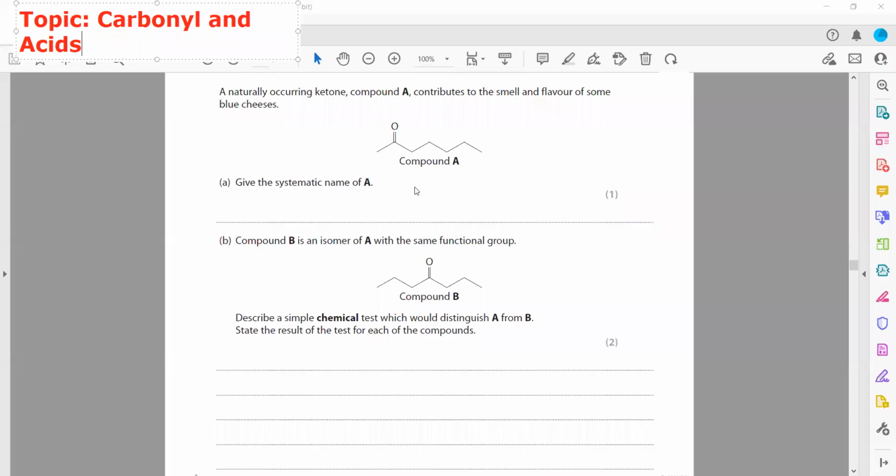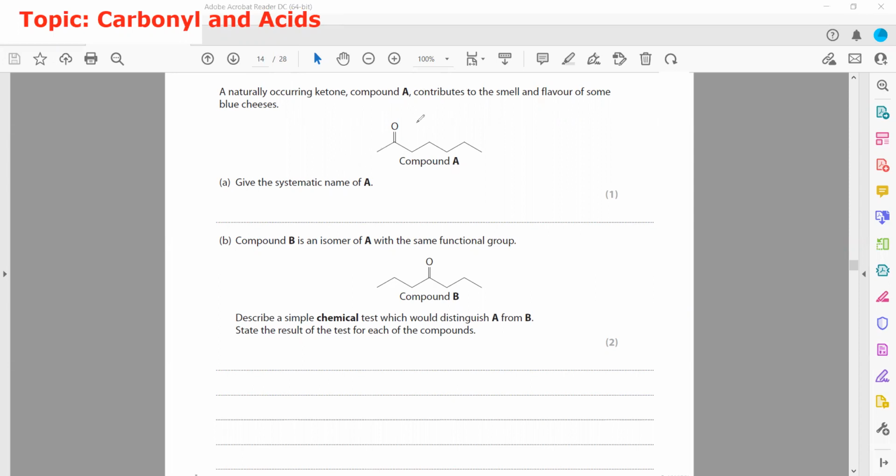So this question is related mainly to carbonyl chemistry. A naturally occurring ketone, compound A, contributes to the smell and flavor of some blue cheese. This is a naturally occurring compound. Give a systematic name of A.